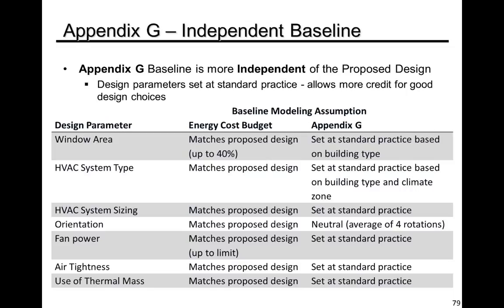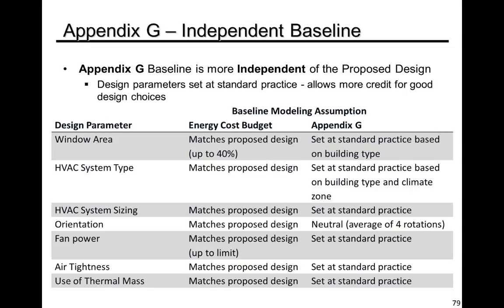So the window area, instead of matching the proposed design, the baseline is set at standard practice based on each building type. For example, a large office building is, I think, 40% window-to-wall ratio. A big box retail store is closer to 15% window-to-wall ratio. HVAC system type is also set at standard practice based on building type and climate zone. For example, a very large office building over 150,000 square feet, I think, would use a water-cooled central plant, whereas a 50,000 square foot office building would use packaged rooftop equipment.